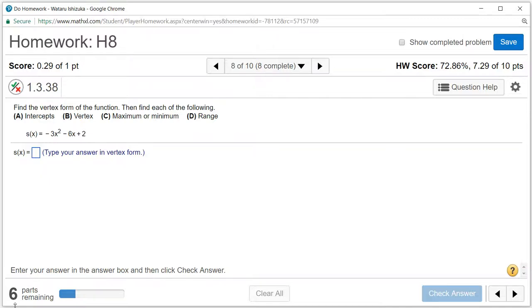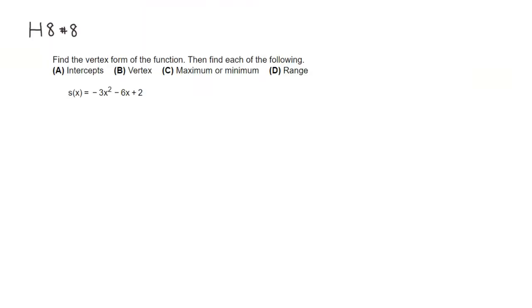Alright, let's look at homework 8, problem number 8. We want to rewrite this quadratic function in vertex form. So let's do that. First thing is I'm going to factor out the leading coefficient, -3, from the first two terms.